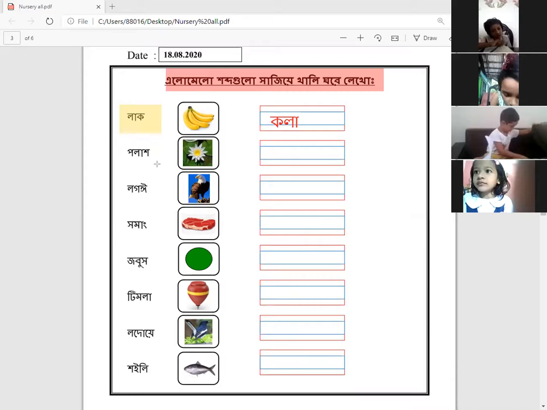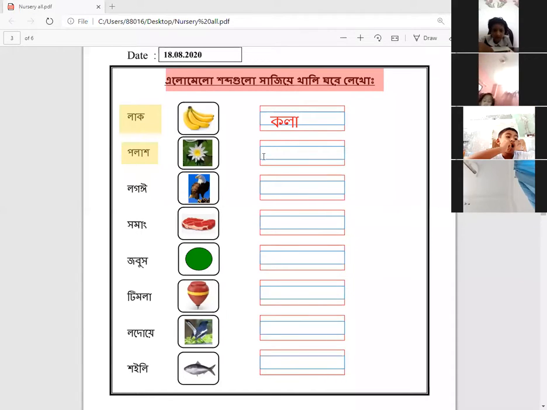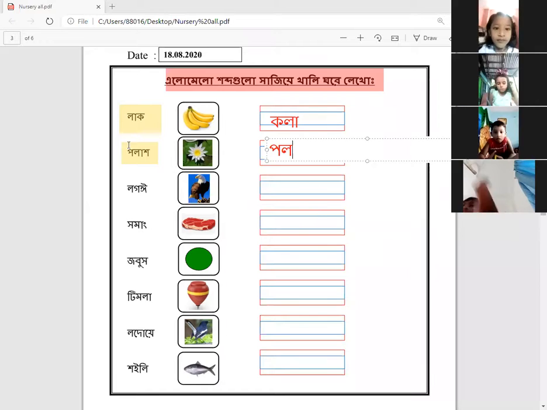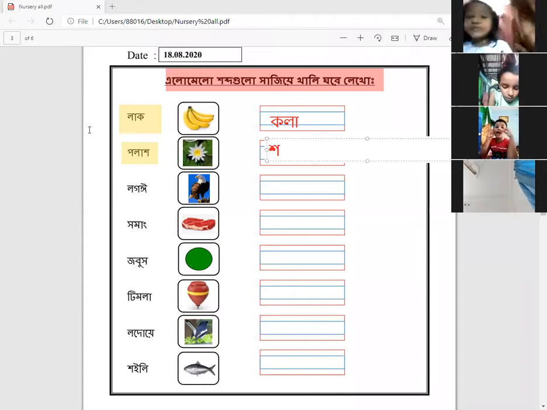Then this is polish. Now you write on here. Sorry, baby. In here, this is not polish. This is a shapla. Sorry, baby. It's something like shapla.